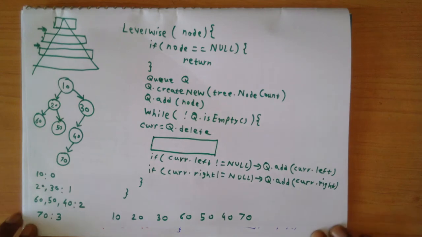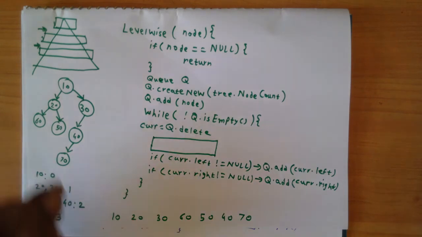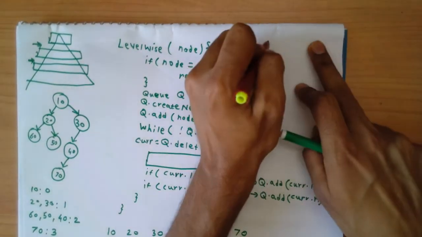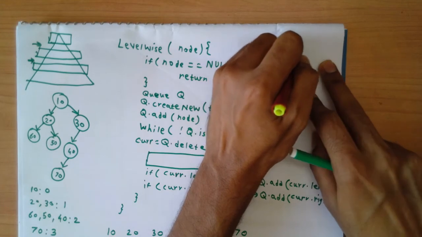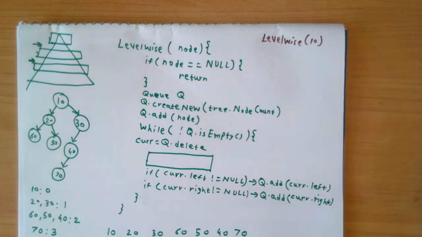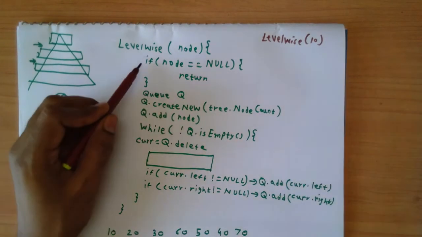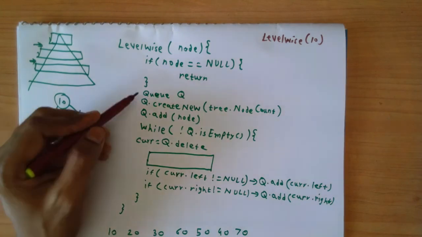Now let's see how our level-wise traversal function actually works step by step on our input tree. So first thing that is going to happen is I'm going to call my function with the address of 10. So I'll write our call as level wise 10. Again, this is going to be address of the node. And then we ask the question, is our node null? It is not null. So we have to do the processing.